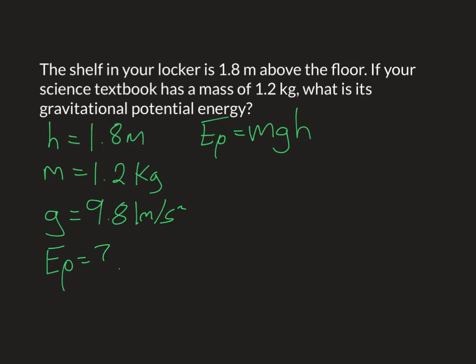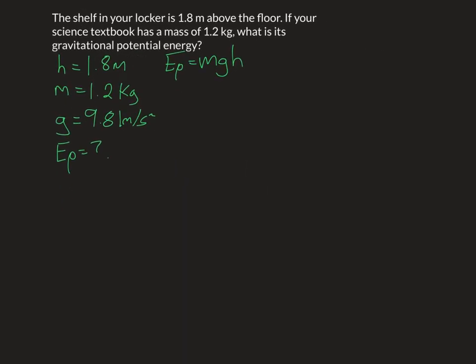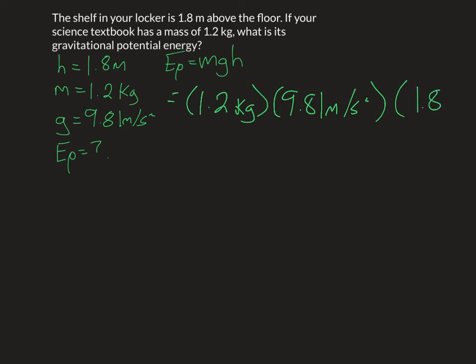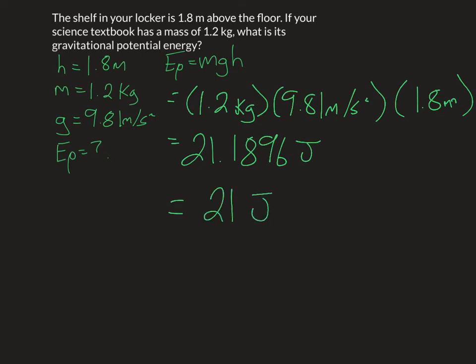I'm just going to zoom out a little bit so I've got a bit more space to write things down. Okay? So we're going to plug our numbers in. Our mass is 1.2 kilograms. Our gravity is always 9.81 meters per second squared, unless we're on another planet. And our height is 1.8 meters. Okay. When I multiply those together, I get 21.1896 joules. Again, I want to round my significant digits. Just like before, my original numbers all had 2 significant digits. So I'm going to round my answer to 2 significant digits. So we're just 21 joules.